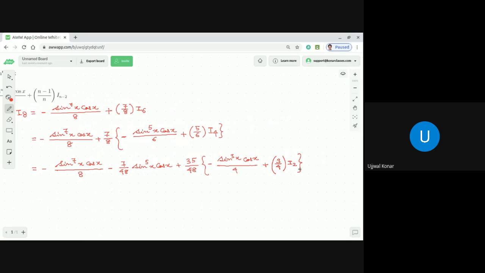I2 is nothing but the integration of sine square x dx. That also you need to find, because in the next reduction formula it becomes I0, that is sine to the power 0. Got it or not? Okay.